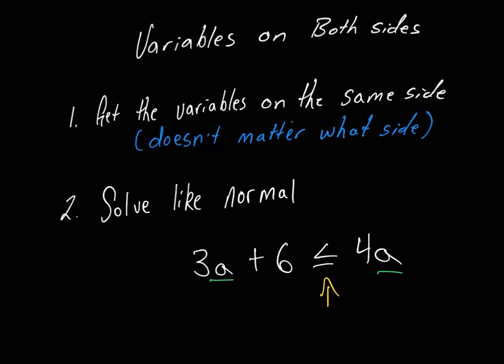We have variables on both sides of our inequality sign. To do that, all you have to do is one step at the very beginning, and that step is to get the variables on the same side. It doesn't matter what side you get it on, but you want all the a's on one side. Either move the 4a over here or move the 3a over here. It's your choice.